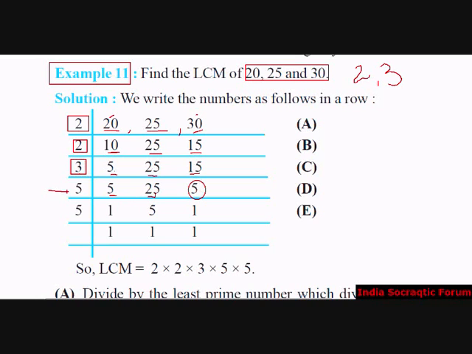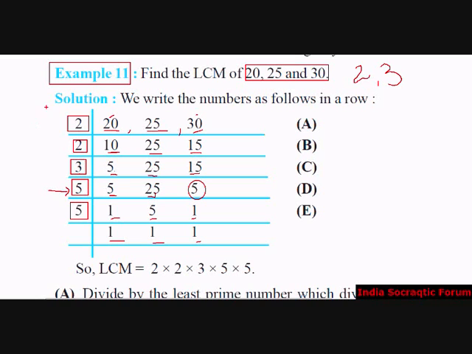So the next prime number we take up is 5. Very good. 5 divides everything, right? So 5 divides 5 one time, 5 divides 25 5 times, and 5 divides 5 one time. Now we got 1, 5, 1. Does 5 divide anything here? Yes, 5 goes into 5 only once. 5 doesn't divide 1, write it down.